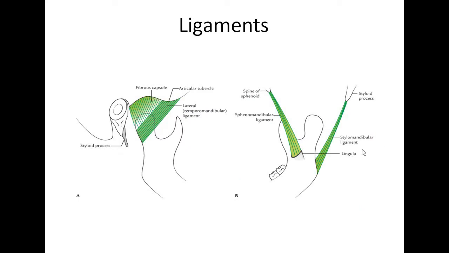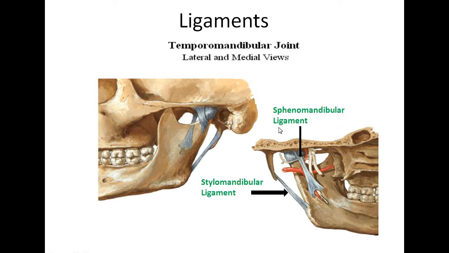Here another ligament is the stylomandibular ligament, which is attached above to the styloid process and below to the angle of the mandible. The stylomandibular ligament represents the thickened portion of the investing layer of the deep cervical fascia, and it separates the parotid gland from the submandibular gland. So here in the diagram, this is the spinomandibular ligament, this is the fibrous capsule, this is the lateral ligament of the TM joint, and this is the stylomandibular ligament.